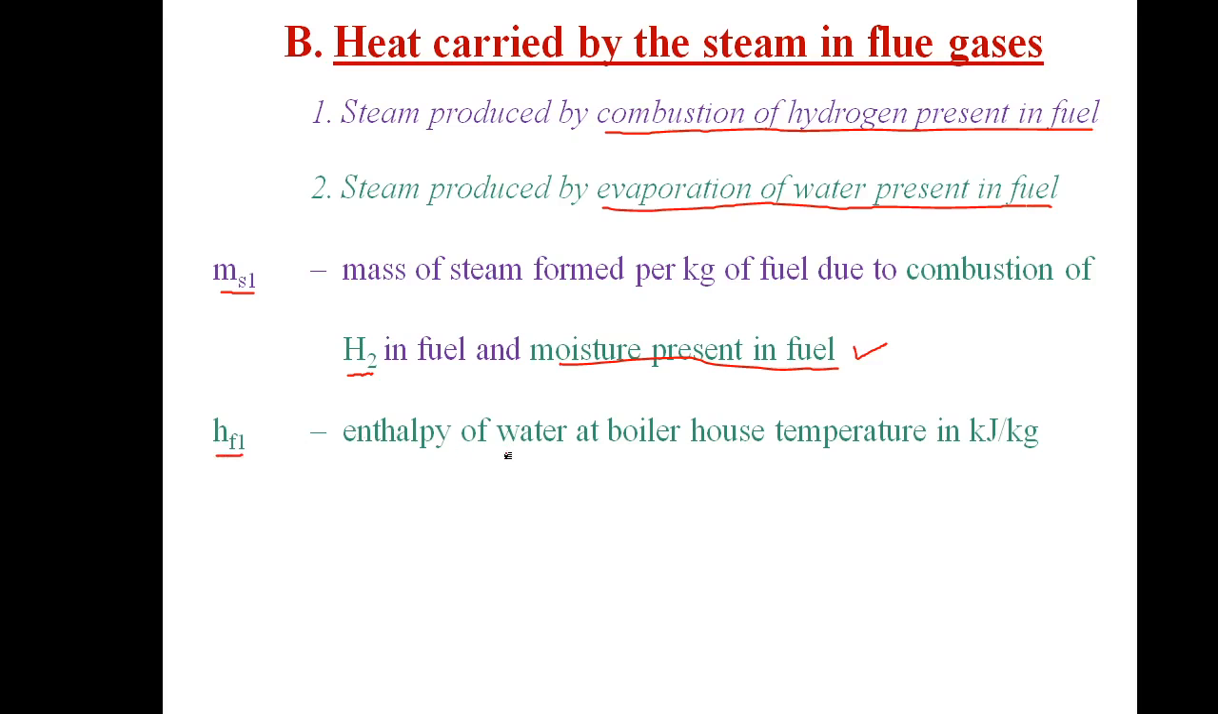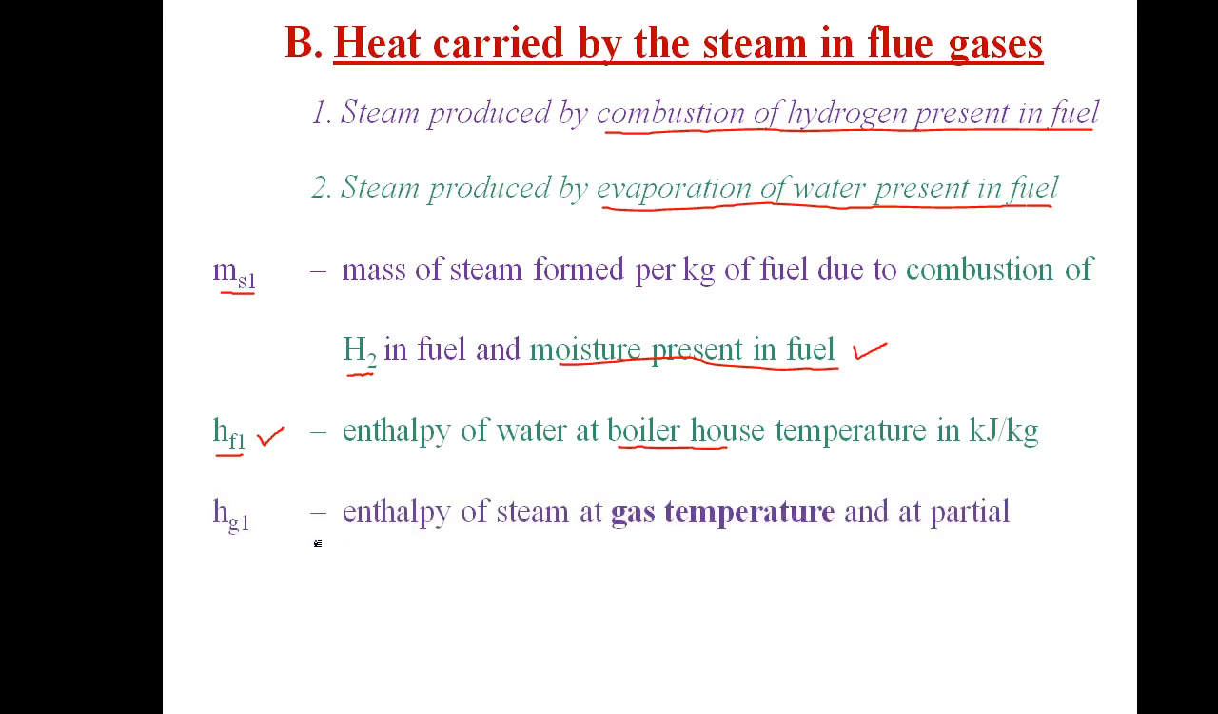HF1 is nothing but the enthalpy of water at boiler house temperature. Initially, when hydrogen is burned, water is formed that has a certain enthalpy. If the fuel contains moisture, then that also has a certain enthalpy. So this HF1 is the initial enthalpy of that water in the boiler house or combustion chamber, in kilojoules per kg. Hg1 is nothing but the enthalpy of steam at gas temperature.